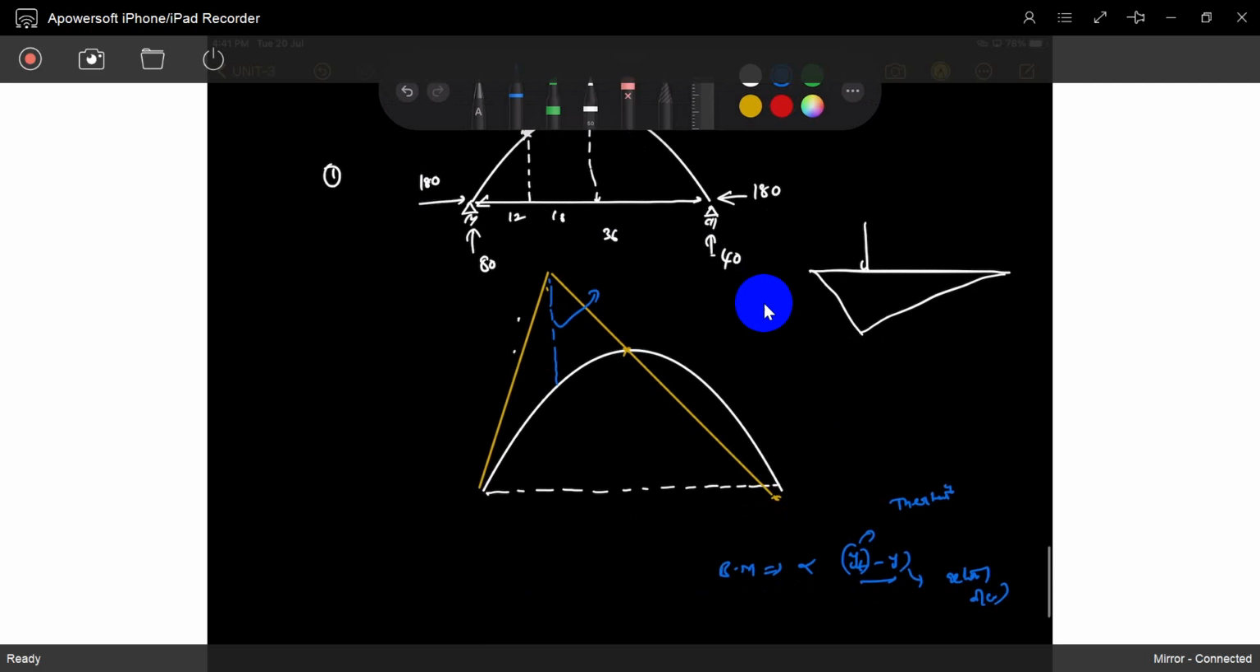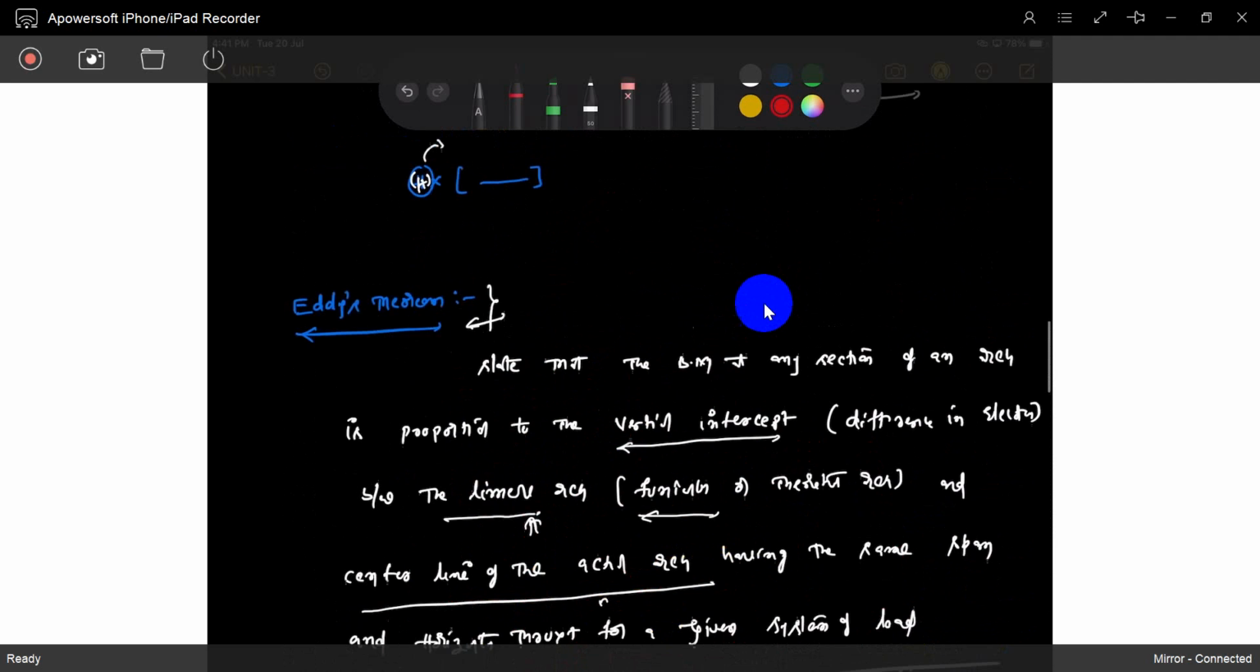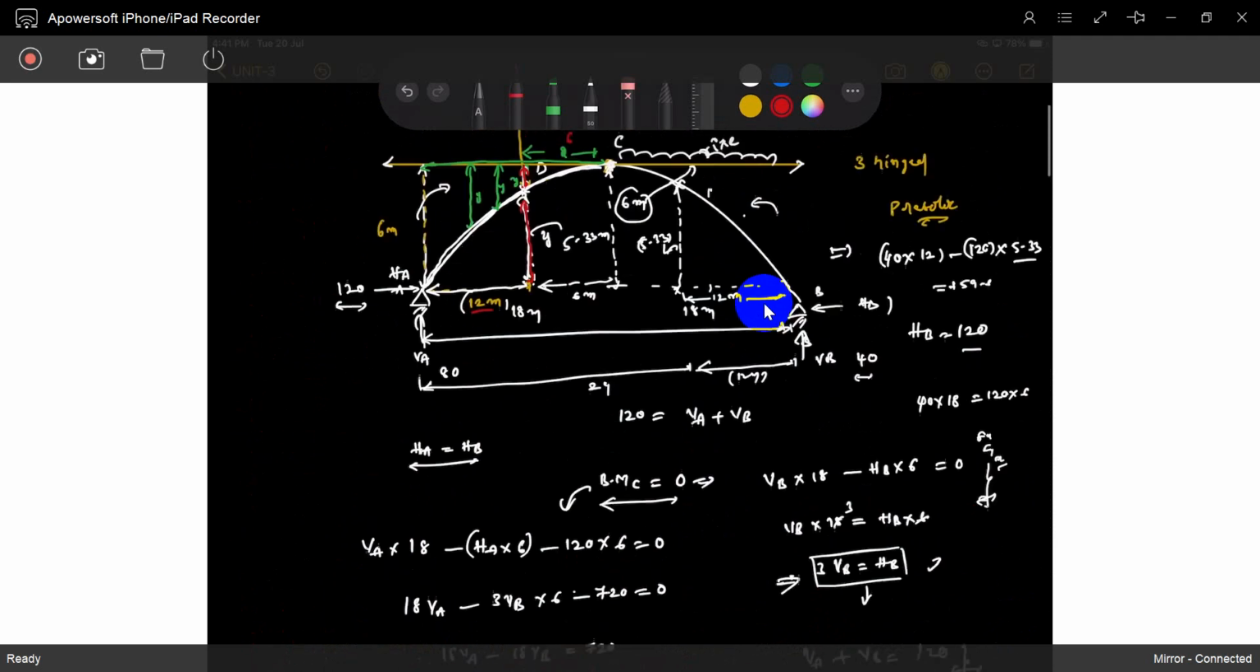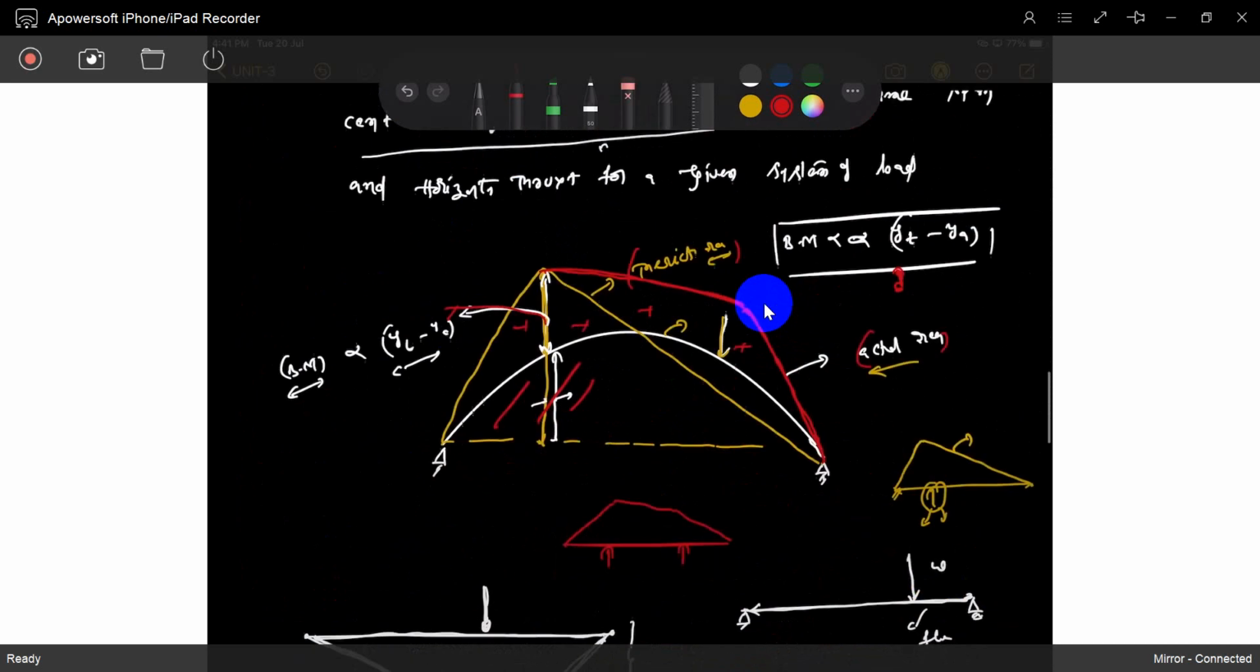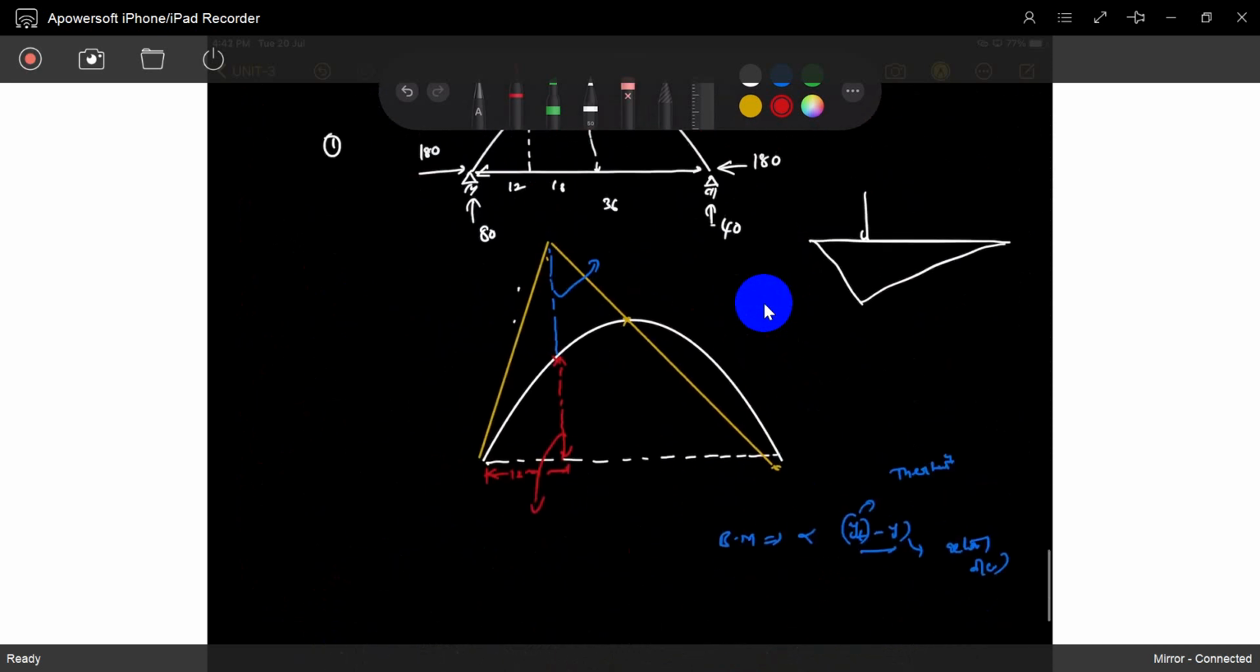Okay, you know what is exactly the height of the actual arch. At that location, it's 12 meters. What is exactly the height at that point? It's 5.33. And what is the value of the total height?